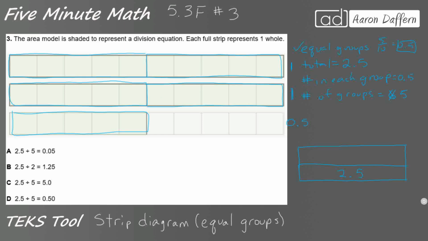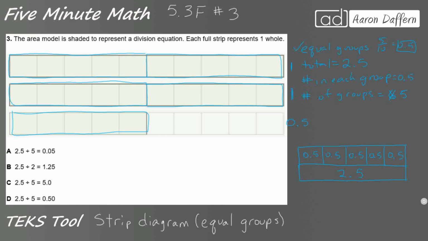Now I've got 5 groups. Each of them has 0.5. So I'm going to try to split that up into fifths, and I'm going to put 0.5 all the way across. There's my strip diagram that represents this. Once we have this, we can turn this into a division sentence.